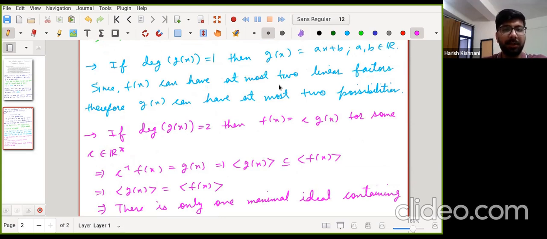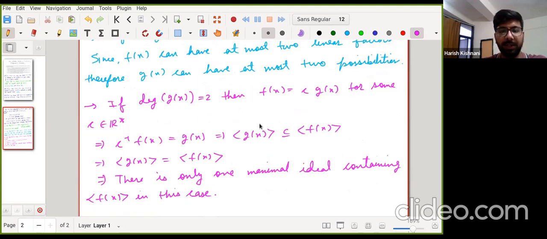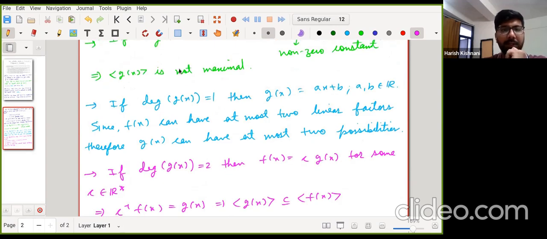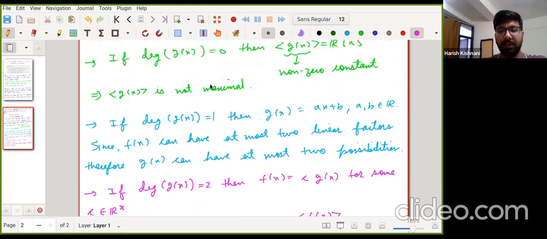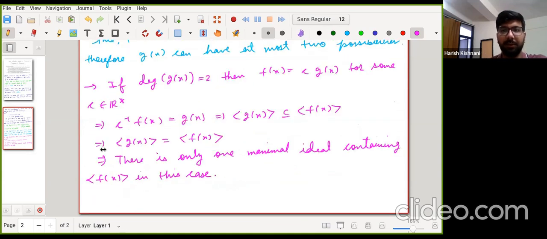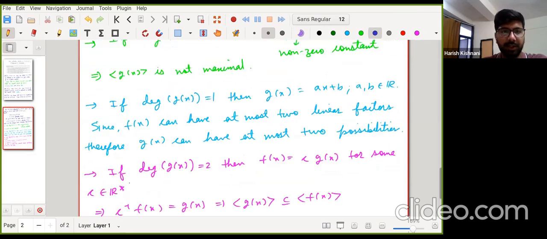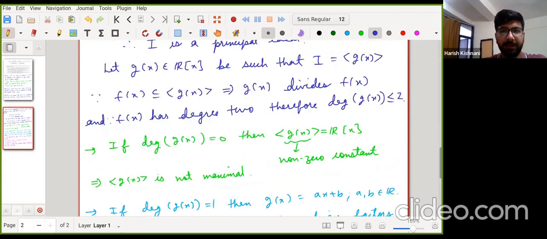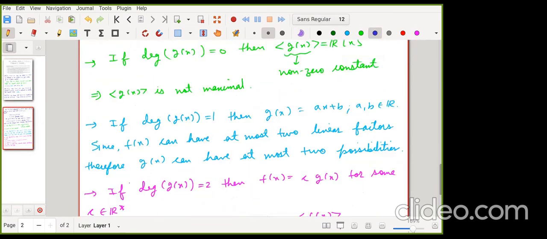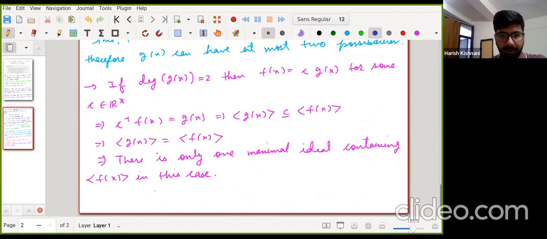So in this case you have at most two possibilities, and here you have one possibility. And in the above case you have zero possibilities, because that won't give you a maximal ideal. So there are at most two possibilities that can hold. Thus your statement D is correct. Okay. So this is a true statement.